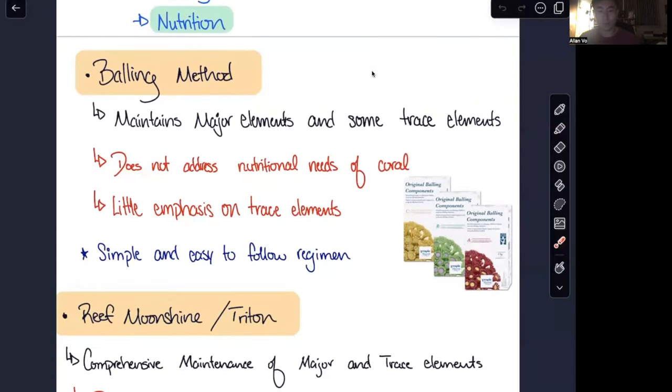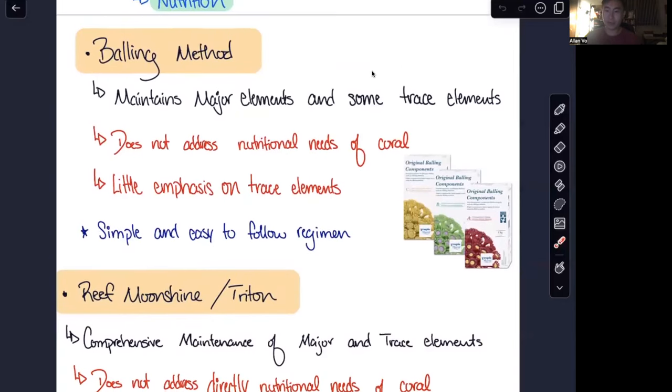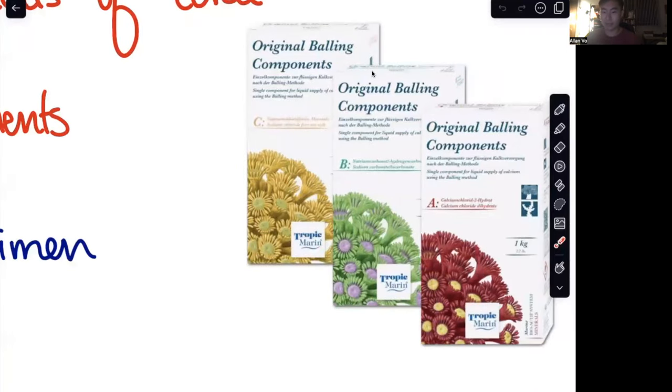So one of the original methods out there is the Balling method. It maintains major elements such as calcium and alkalinity, and some products out there include some trace elements as well. But it doesn't really account for magnesium, and it also doesn't account for the majority of the stable upkeep of trace elements. No magnesium, no trace elements, and doesn't really focus on the nutritional needs of the coral as well.